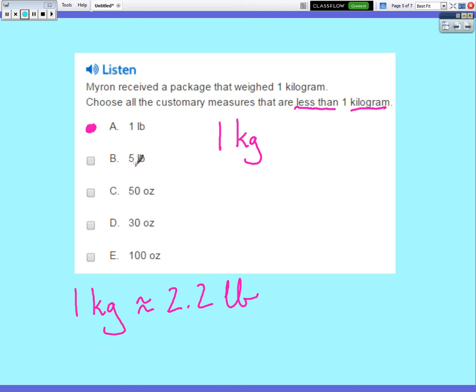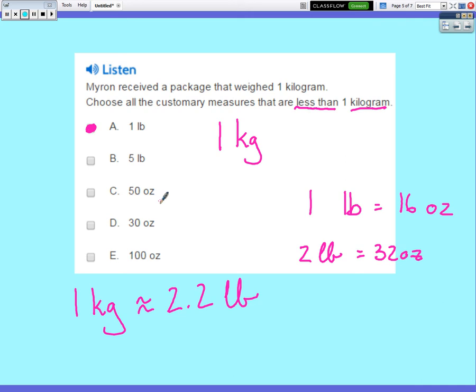Now, 5 pounds. I'm just thinking I'm going to double this to get roughly 5 pounds, meaning I have to double this. That's going to be 2 kilograms. So that's not less than 1 kilogram. 50 ounces. Well, I know that 1 pound is equal to 16 ounces. So that means 2 pounds, or approximately 2 kilograms, is equal to 32 ounces. Am I correct in saying that? So choose all that measure less than 1 kilogram.